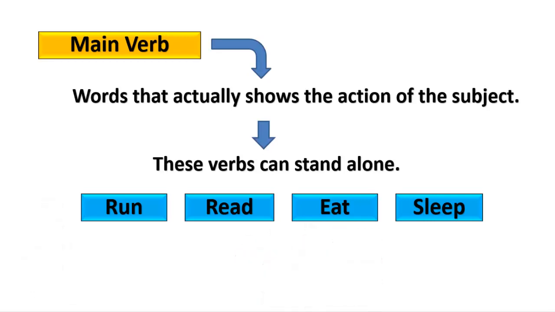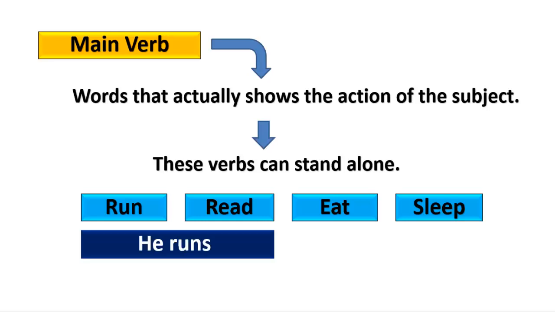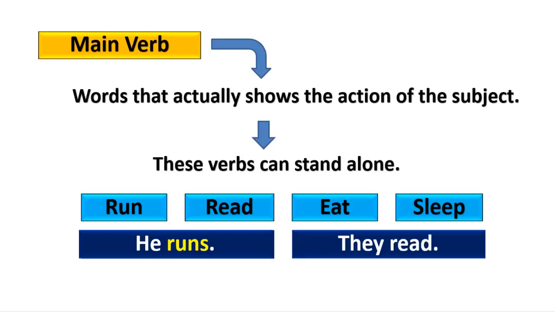Now just take some sentence examples. He runs. Runs is the main verb here. They read. Here, read is the main verb, which gives us the complete sense as their activity is reading.